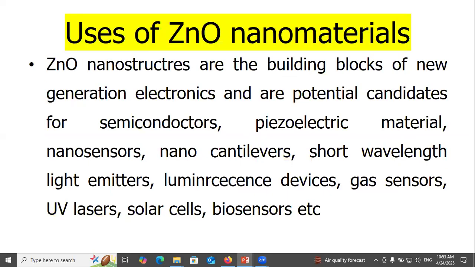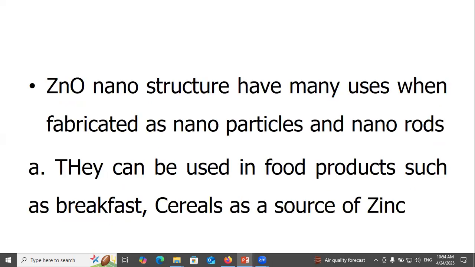Uses of zinc oxide nanomaterials. Zinc oxide nanostructures are the building blocks of new generation electronics and are potential candidates for semiconductors, piezoelectric materials, nanosensors, nanocantilevers, short wavelength light emitters, luminescence devices, gas sensors, UV lasers, solar cells, biosensors, etc.